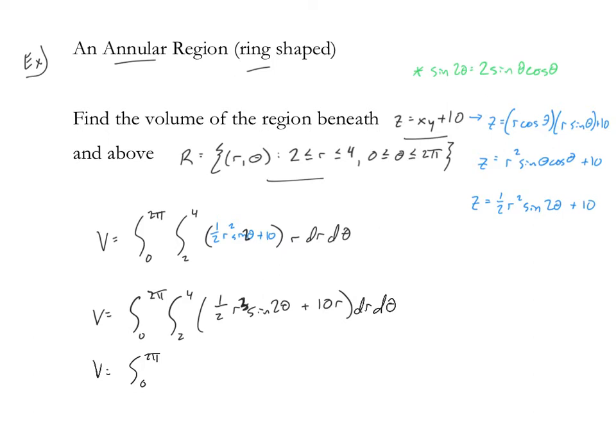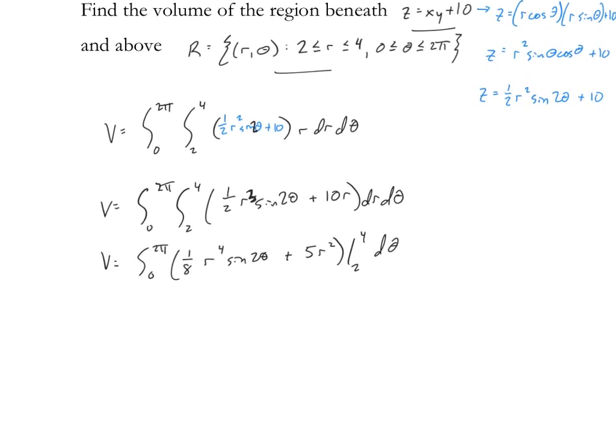And now just going through our integration, 0 to 2 pi. R cubed is r to the 4th over 4, so we have 1/8 r to the 4th sine 2 theta plus 10r squared over 2, or 5r squared. And that gets evaluated from 2 to 4 d theta. When you substitute top bound minus bottom bound there, we have that our volume is from 0 to 2 pi, we end up with 30 sine 2 theta plus 60 d theta. So I'm skipping the computational step there.